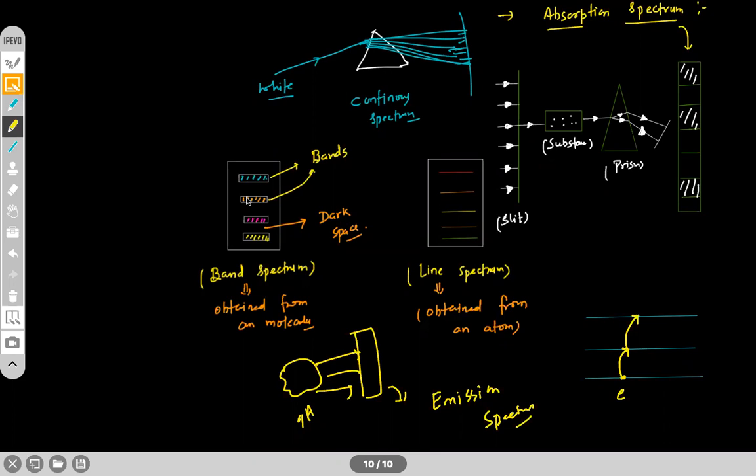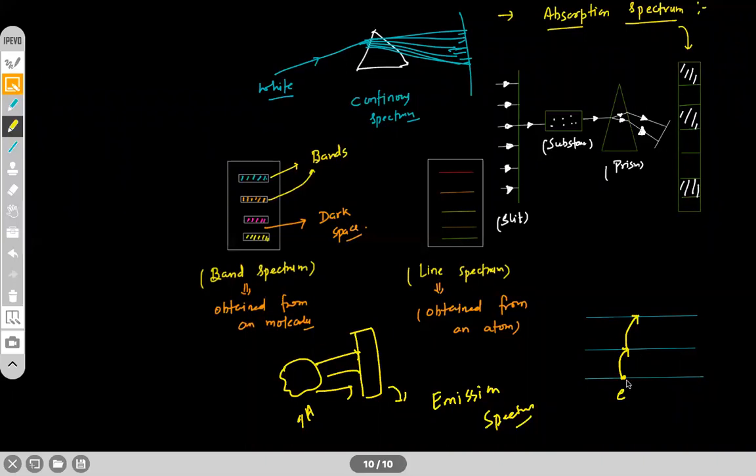No, more than one wavelength at a time, it cannot absorb. First of all, Aditya, Nishant, try to understand one thing. It's not like we are giving multiple wavelengths to the atom. At a time, we can provide only one wavelength.